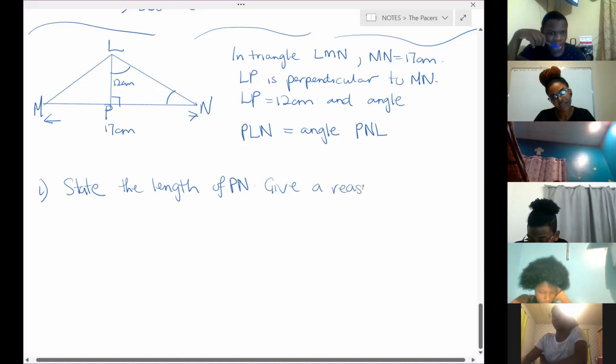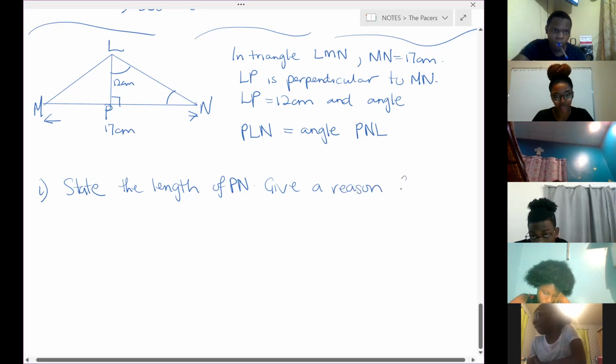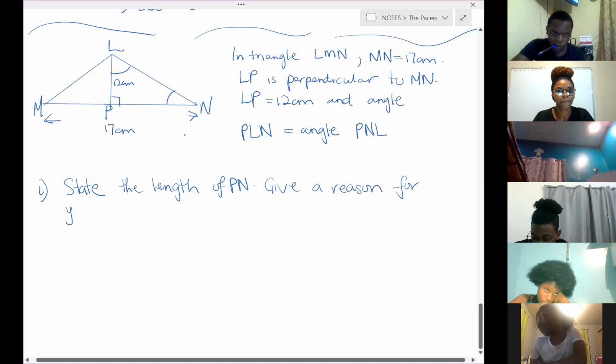Private message me your answer on Zoom. I'll tell you to go ahead. Miss, LP is equal to 12 centimeters and angle PLN is equal to angle PNL.